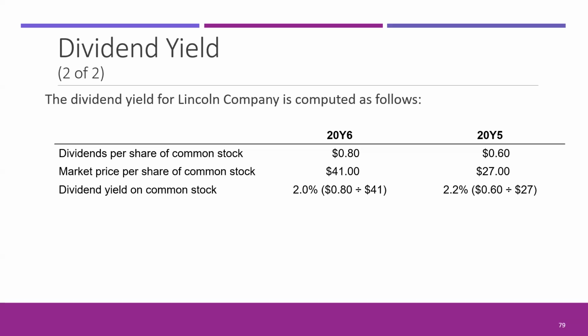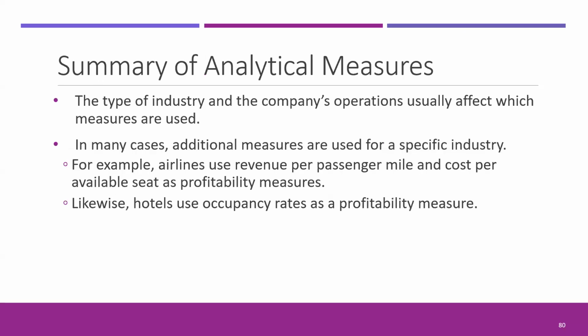For example, in 2025, the price was lower, so the yield was higher, but then the dividend grew by 20 cents, but the share price grew by even more, so the dividend yield dropped to 2%.